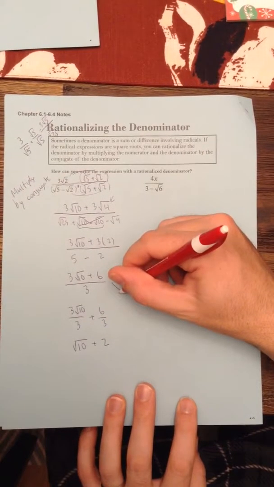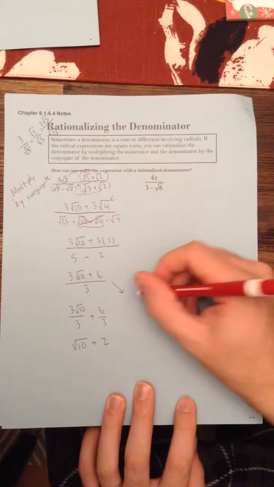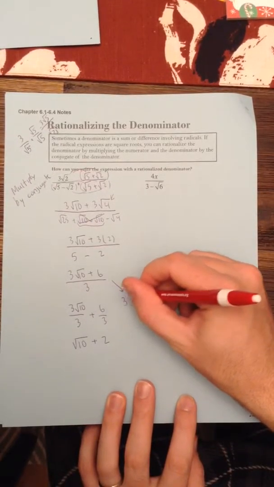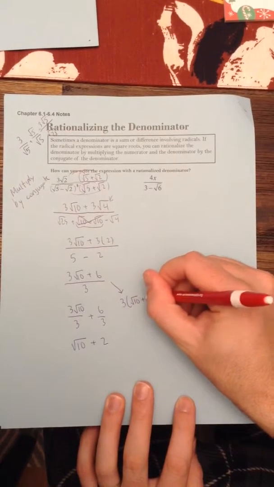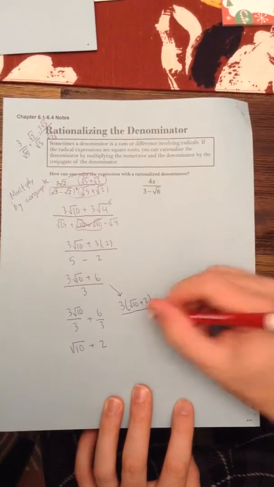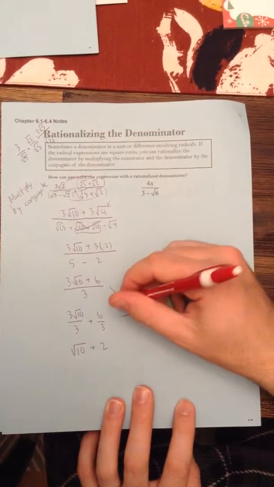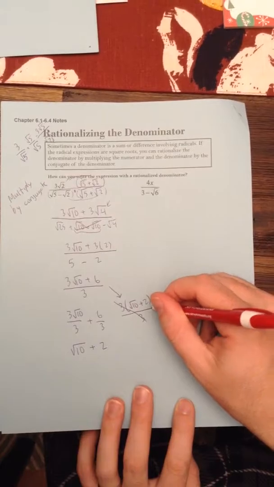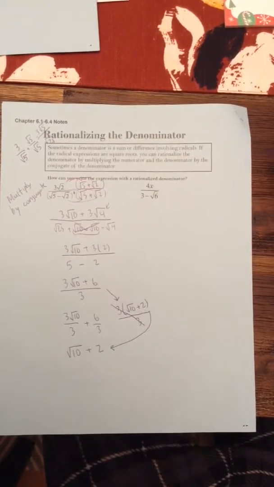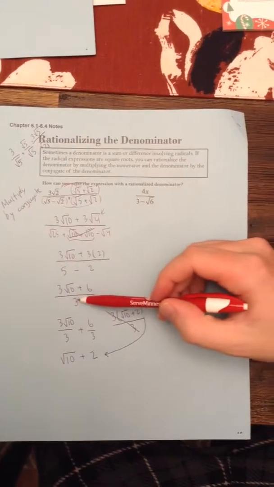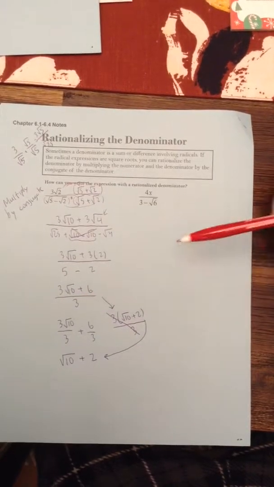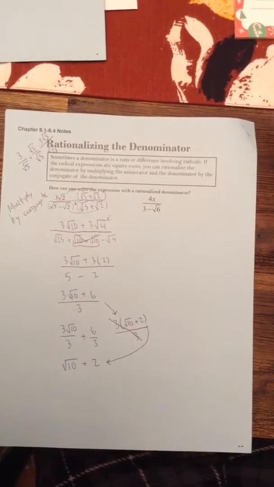Another way you could have done it from here, some of you may recognize this, is that you could take 3 square roots of 10 plus 2 and factor out a 3. Okay, you could do that also and then cancel these 3's, and then again, just like before, you'd be left with that there. So you can either split it up and put the 3 under both parts, or you could factor out a 3. Either way could work.